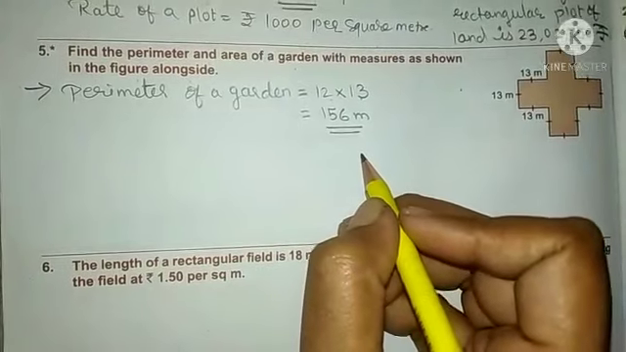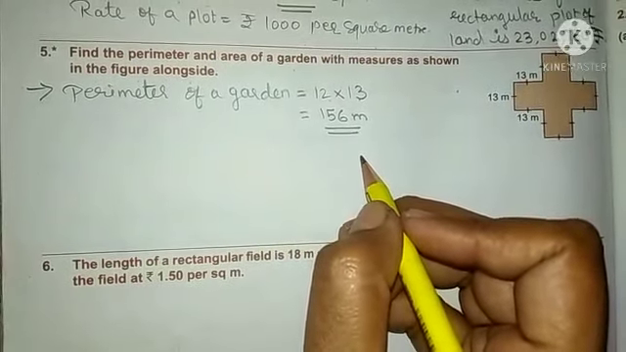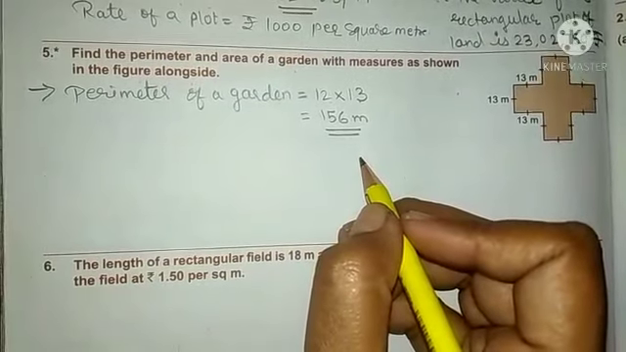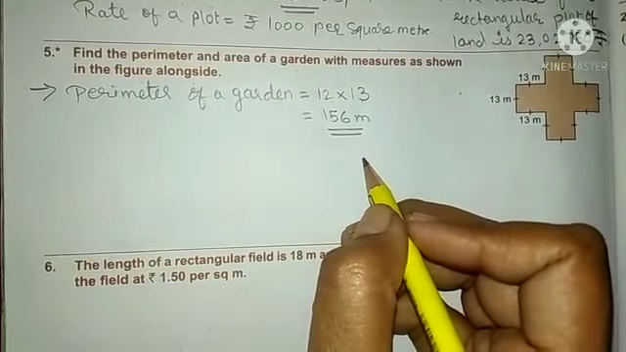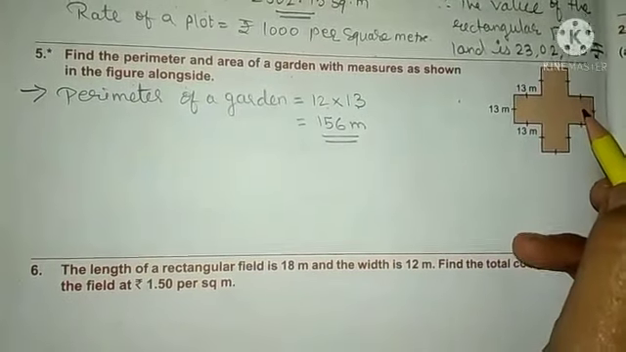Clear? So this is the perimeter of your garden. Understood? Now we will find out the area of the garden. Clear? So how are you going to find it out? Now tell me how many squares there are in your figure.